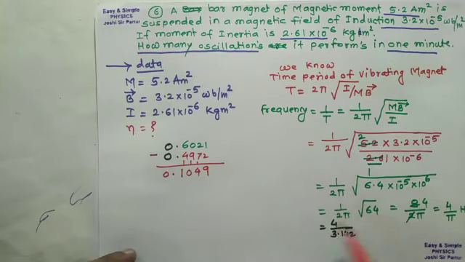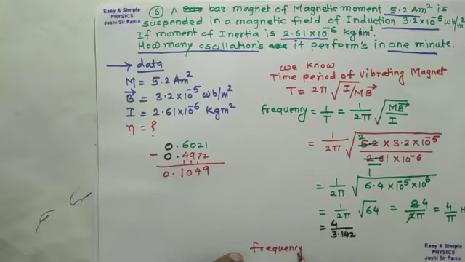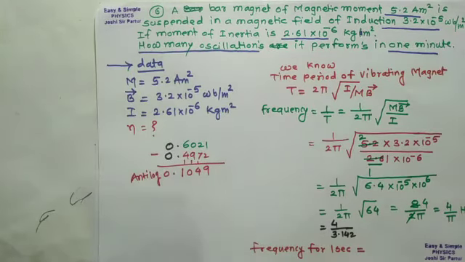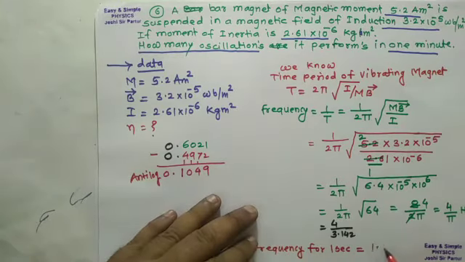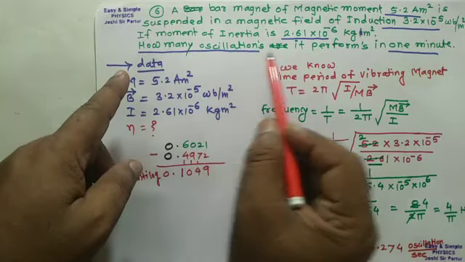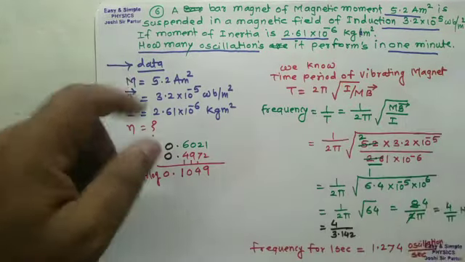So here the frequency for 1 second will be, taking the antilog for 0.10 in 4, 9 in mean difference, will be 1.274 oscillations per second. But here our question is how many oscillations it performs in 1 minute.